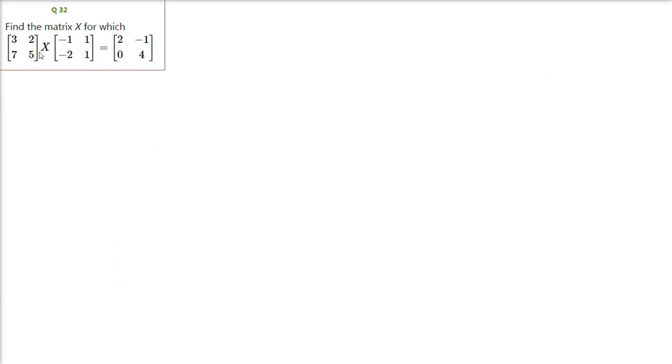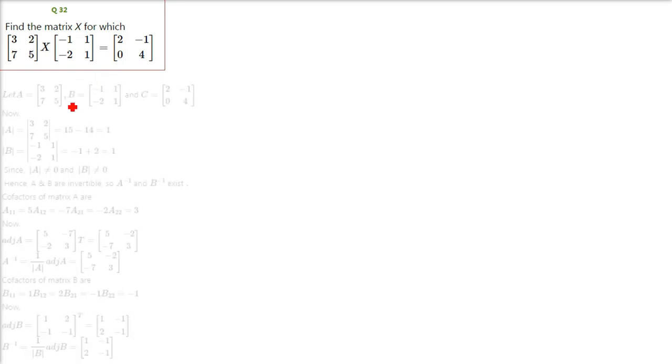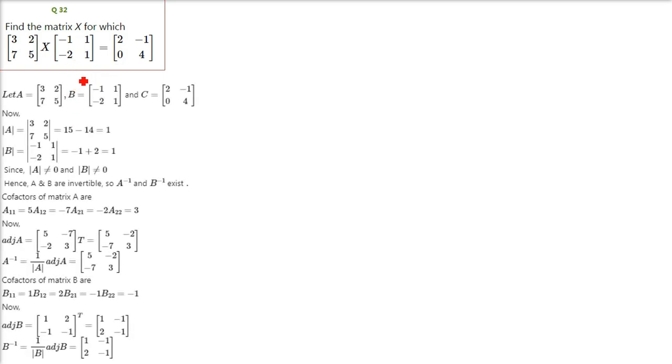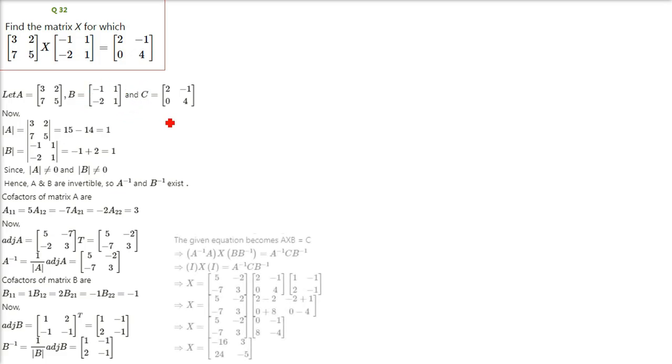Now find the matrix X for which. Here we have 3 matrices which are already given. One matrix X needs to be found out. Previously we saw this for 2 matrices, and now we have to find out the other one. Here 3 matrices are given, we have to find out X. So assume them to be A, B, C. So what will be the final expression?